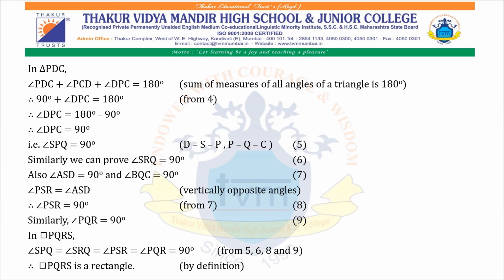In quadrilateral PQRS, angle SPQ is equal to angle SRQ is equal to angle PSR is equal to angle PQR is equal to 90 degrees from the 5th, 6th, 8th and 9th statements. Therefore, quadrilateral PQRS is a rectangle by definition.